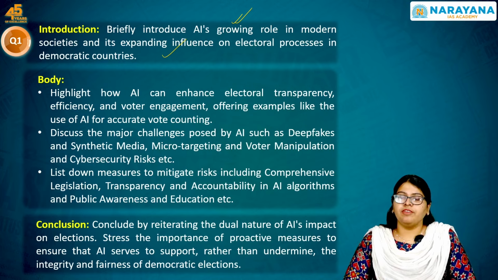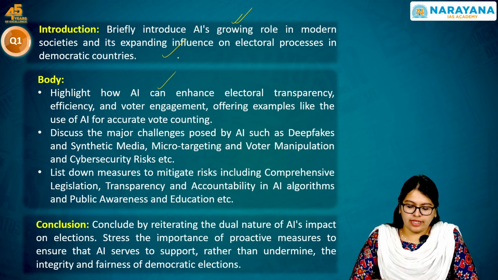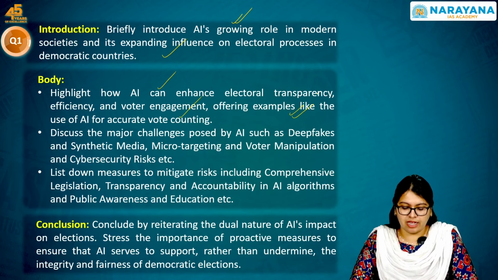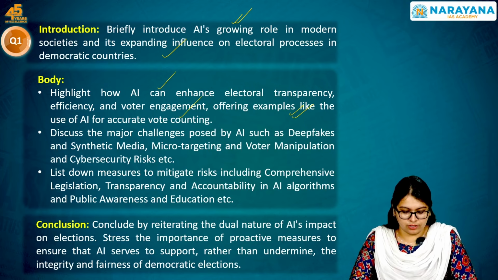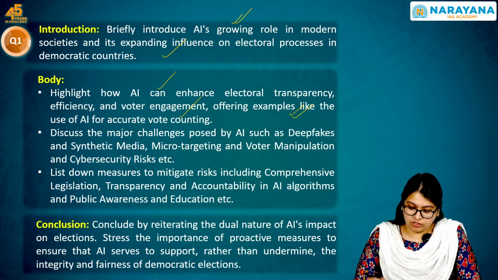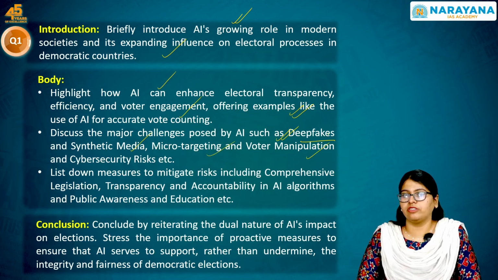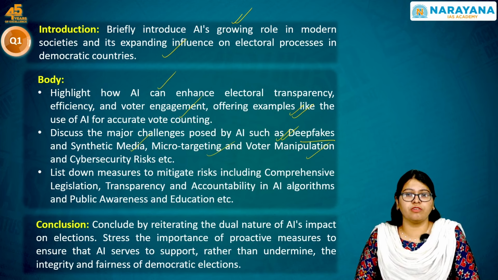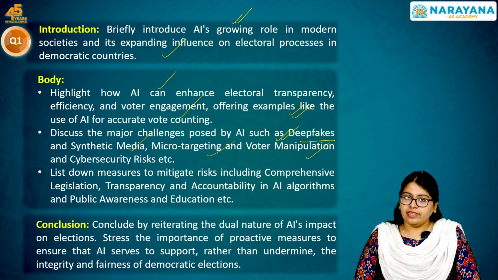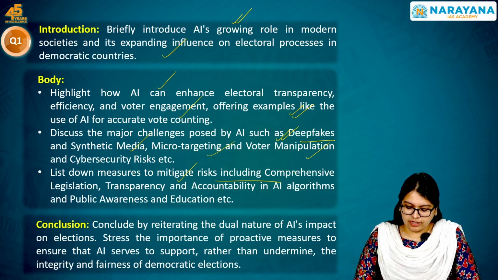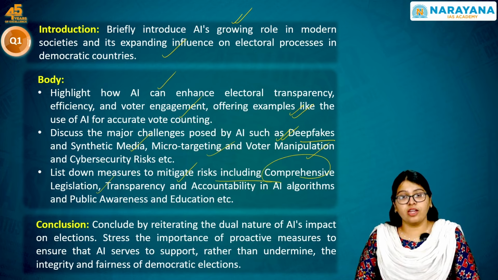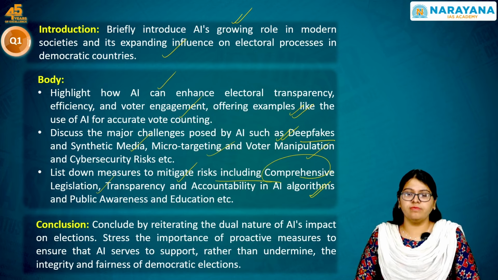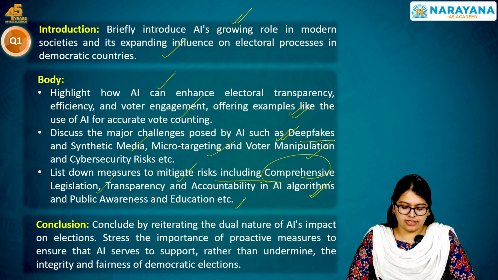In the body, we will discuss how AI can enhance electoral transparency, efficiency, voter management, etc., offering examples like how AI was used in Bihar elections for accurate counting of votes. Then we will move on to discuss the major challenges posed, such as deep fakes, synthetic media, micro-targeting, voter manipulation, and different kinds of risk associated with cybersecurity, etc. Finally, we'll list down the measures to mitigate the risk, including comprehensive legislation, transparency and accountability in AI algorithms, as well as creating public awareness and education.